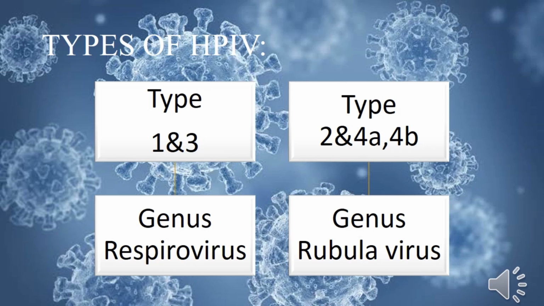Types of human parainfluenza virus. There are 4 types of human parainfluenza virus. Types 1 and 3 belong to the genus Respirovirus and types 2, 4A and 4B belong to the genus Rubulavirus. These 4 types of parainfluenza virus are most commonly associated with cold-like symptoms. Parainfluenza 1 and 2 cause cold-like symptoms and parainfluenza virus 3 and 4 usually cause mild to severe illness.